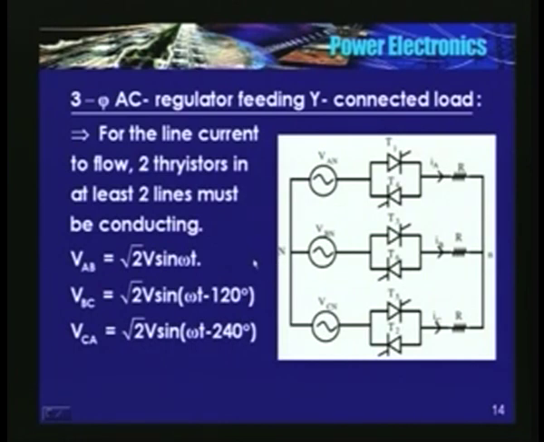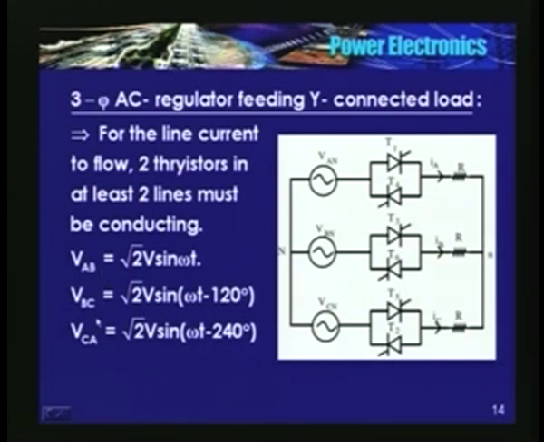Now for the analysis, I will take the line voltages as the reference. Okay. So I will take VAB as root 2 V sin omega t, BC is lagging AB by 120 degrees and CA by 240 degrees.